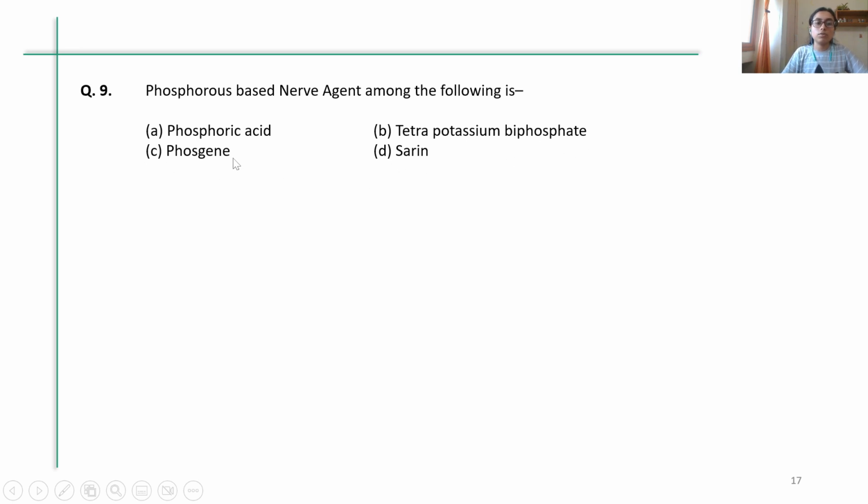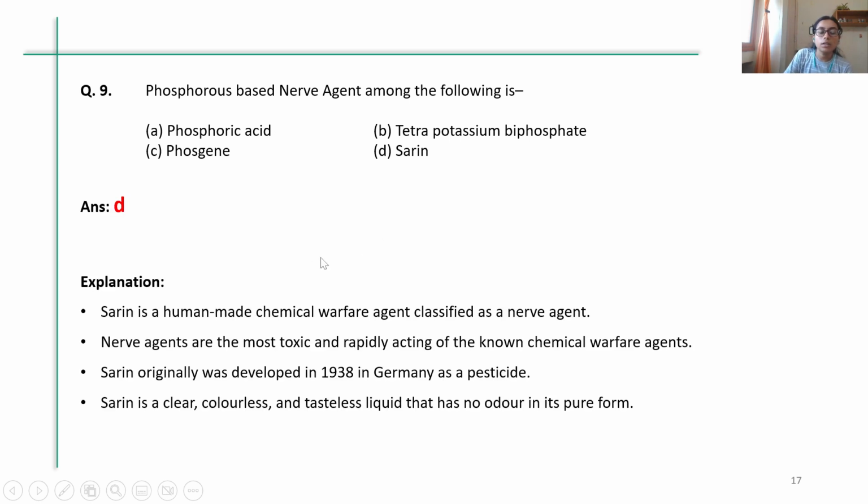Then phosgene is not actually POCl3, which we just discussed, and that is also not a toxic agent. Then sarin is toxic and acts as a nerve agent. Nerve agent means some agent that will disrupt the nerve function. That is actually sarin. Sarin is a human-made chemical warfare agent classified as a nerve agent.